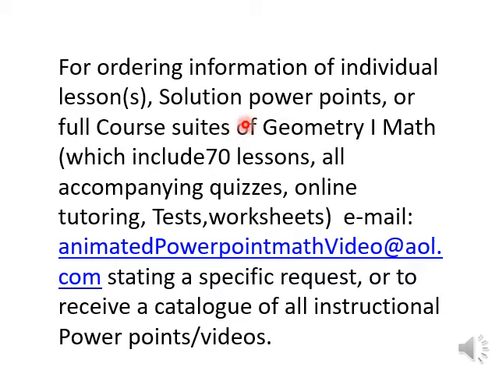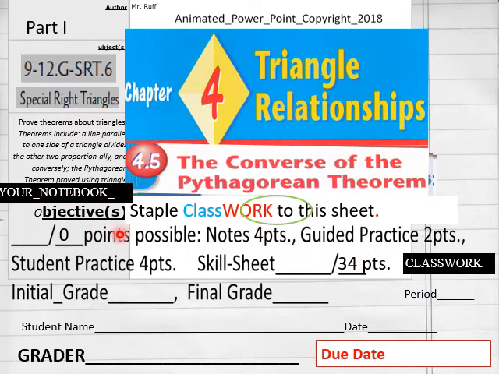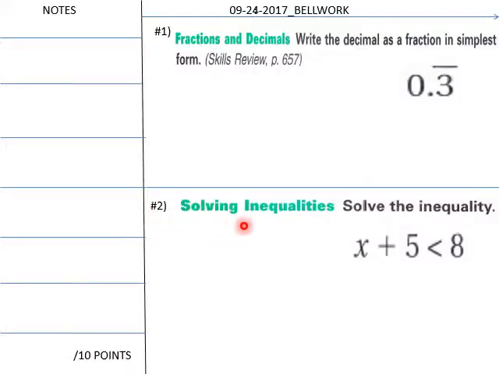Hello everybody, getting ready to do lesson 4.5 of Geometry 1 Math. It will be part 1, part 2, part 3, email. 4.5, the converse of the Pythagorean theorem. We have a classwork sheet of 34 points, and we have a 0-point notebook responsibility. Here is your standard for this lesson.